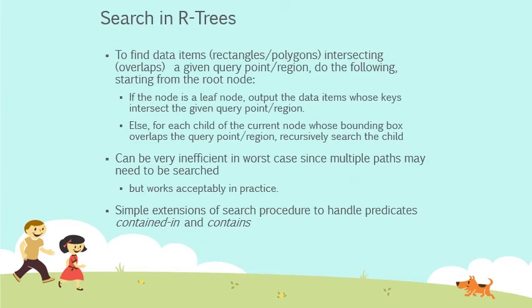Let's first see search. As the figure shows, the bounding boxes associated with the sibling nodes may overlap, unlike in B plus trees, KD trees, and quadtrees.